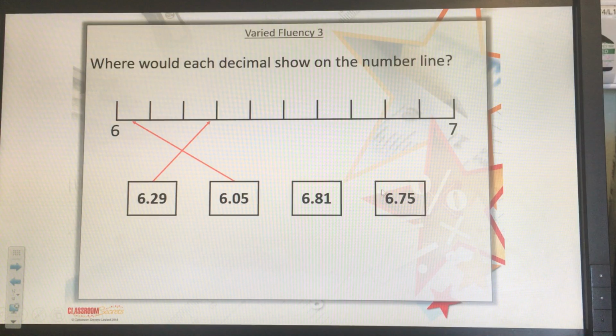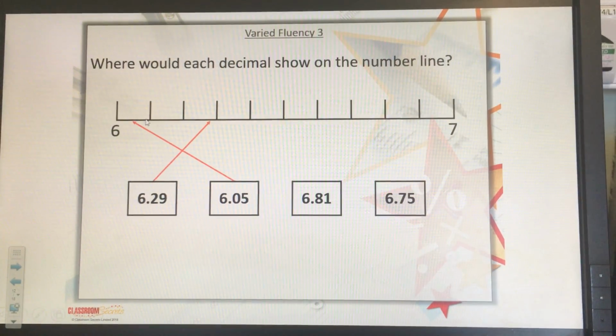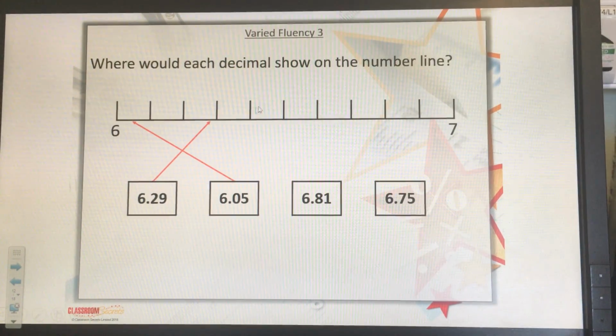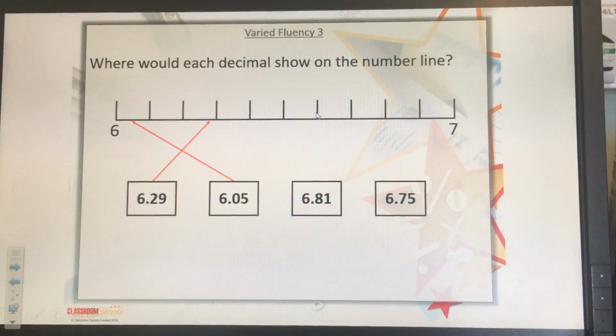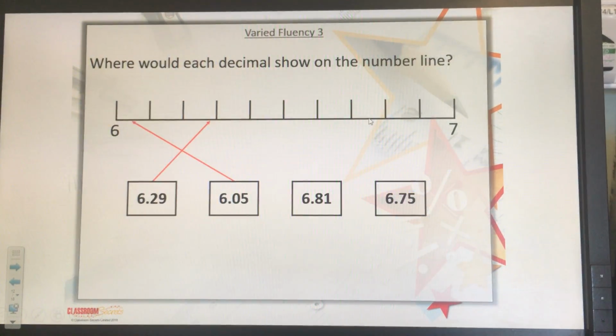Okay, the next one that we'll look at is this one, 6.75. So I know I need to count along to 0.7, 6.1, 6.2, 6.3, 6.4, 6.5, 6.6, 6.7. And then we've got that 5 hundredths there, so it'll be halfway along because it's got that 5.